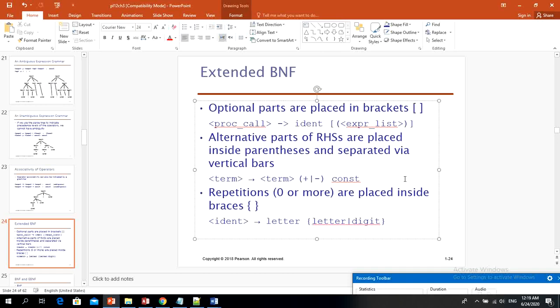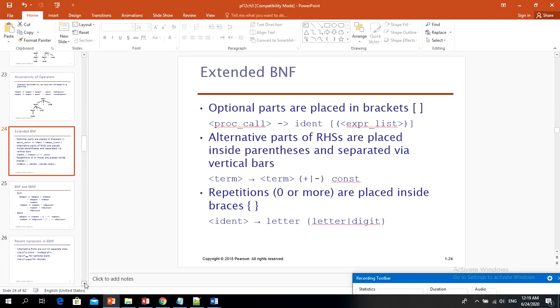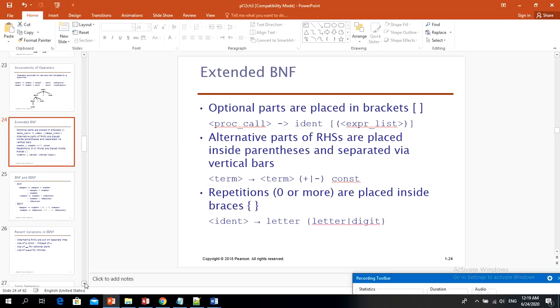Also, another thing in extended Backus-Naur form is repetition. An expression could be repeated more than one time, and this repetition is placed between braces. So if you put something like this: identification implies a letter, followed by letters or digits, and you put it between braces, this means it is repeated, like in loops, for example. So any expression that is repeated is called EBNF. EBNF means Extended Backus-Naur Form.